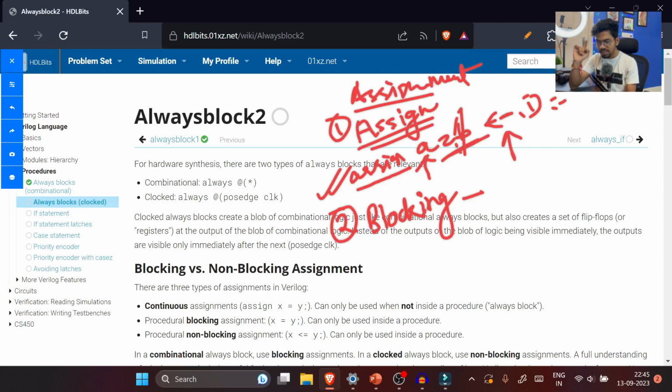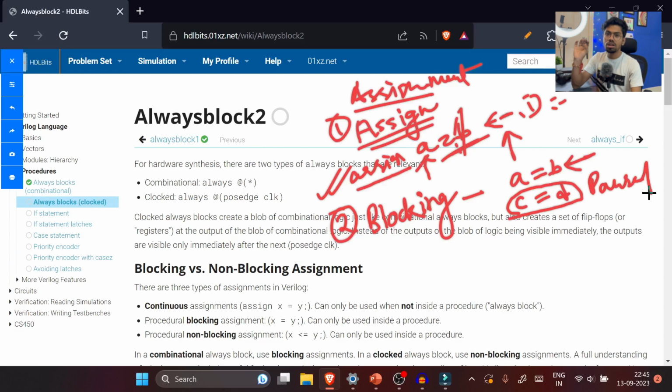Now type 2 is your blocking assignment. The question is, what is it blocking? This blocking statement needs to be inside a procedure block, always or initial. And what is it blocking? It is blocking the next line. If I write a equal to b and then I write c equal to d, then until a equal to b is executed, this next line is paused and on hold. That means the first statement is blocking my second statement and all the following statements. That's why it got its name, blocking statement.